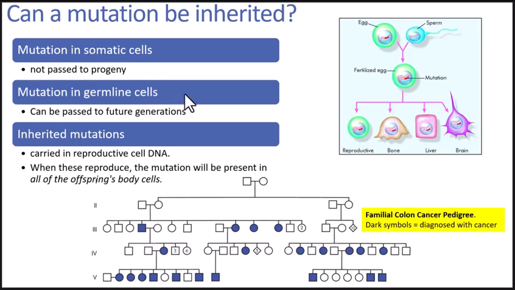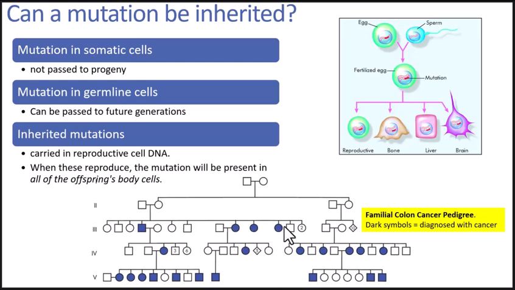Now in the diagram here, we can see an egg and a sperm, and these are gametes or germline cells. You can see that if the egg has the mutation shown here, then the fertilized egg will take on that mutation. And then that mutation will be present in all of the offspring's body or somatic cells, but it won't necessarily become an issue.